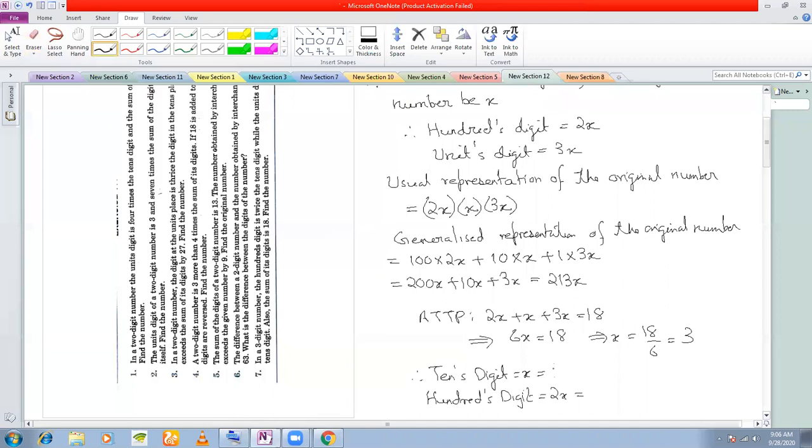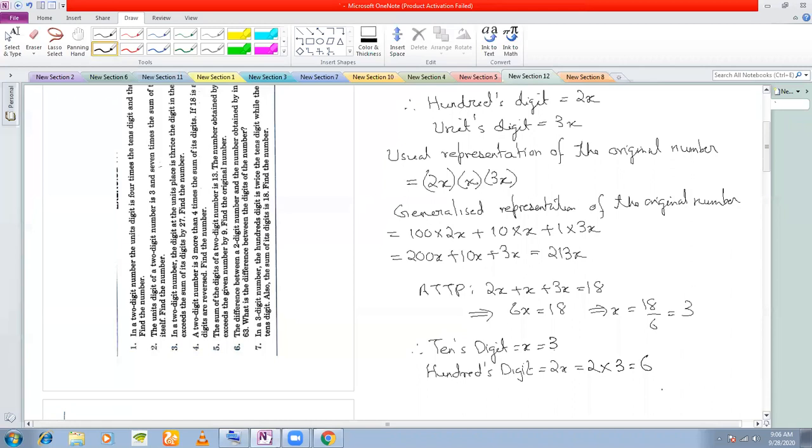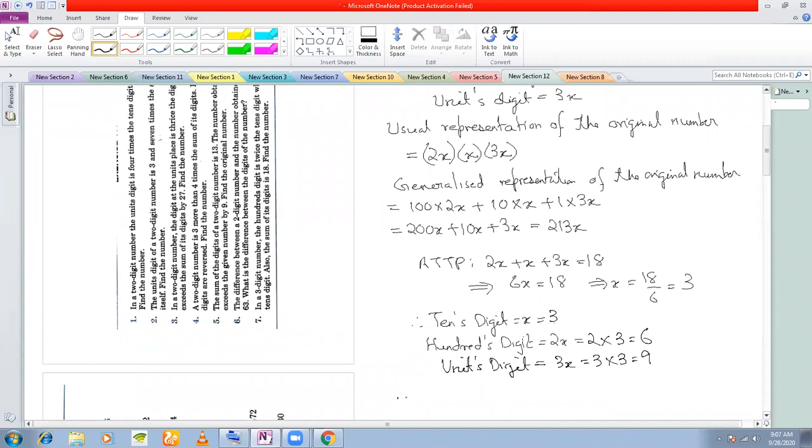So x is 3 here, the tens digit, and this is 2 into 3, which is 6, and therefore the units digit here is 3x, 3 into 3, 9. So therefore, what is the original number? First the hundreds digit 6, then the tens digit 3, and then the units digit 9. So this is your original number.